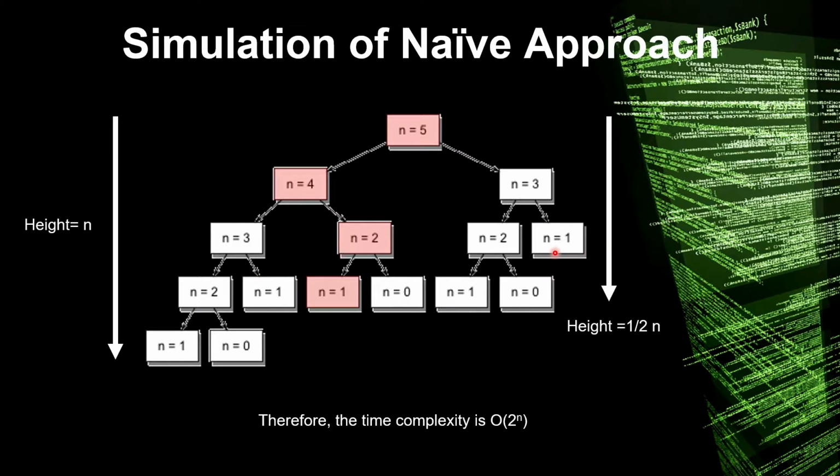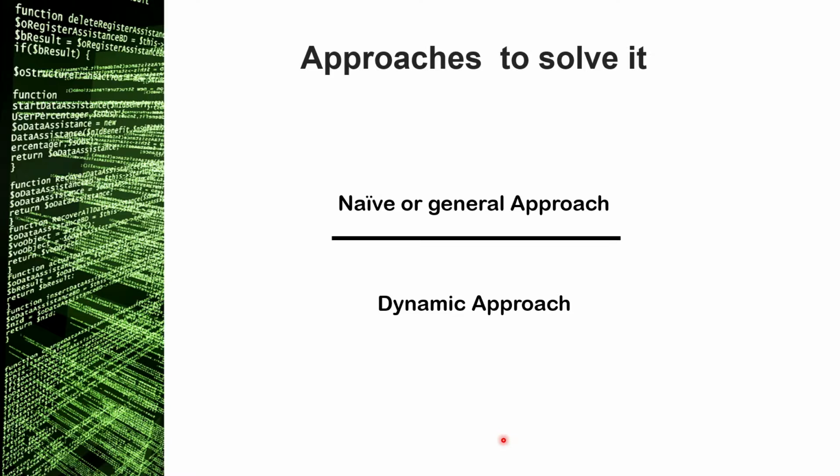As you can see here, the height of the tree is n on the left side and half n on the right side. But since the problem is repeatedly solved, the time complexity increases exponentially to big O notation of 2 to the power n. As we have seen the naive approach so far and its problem with the overlapping issues and the time complexity, now we will look at the dynamic approach.